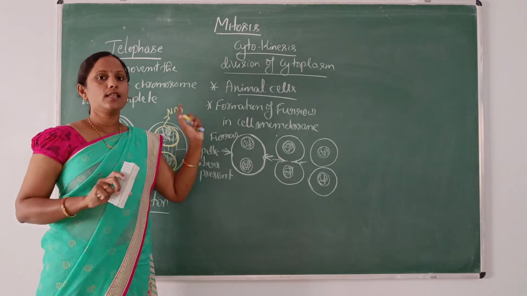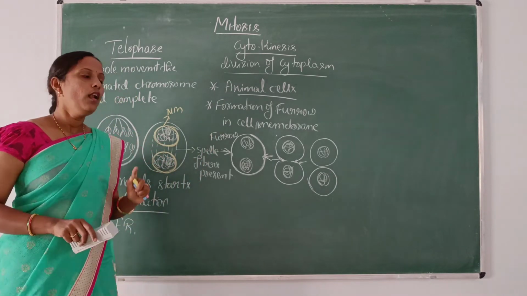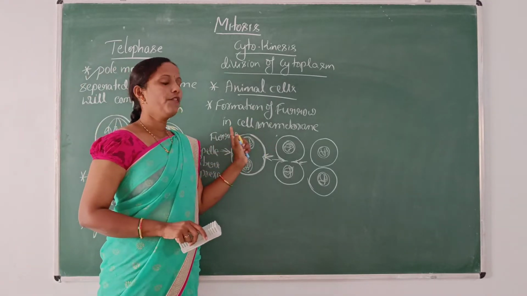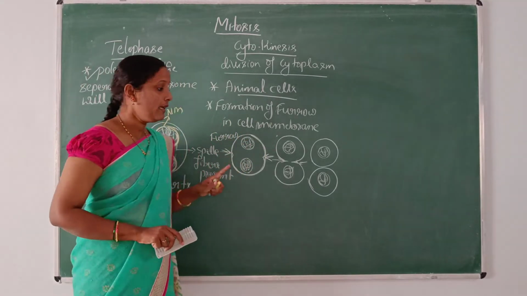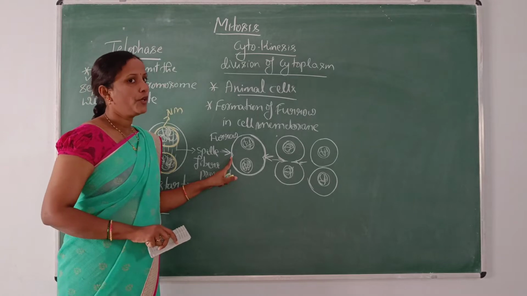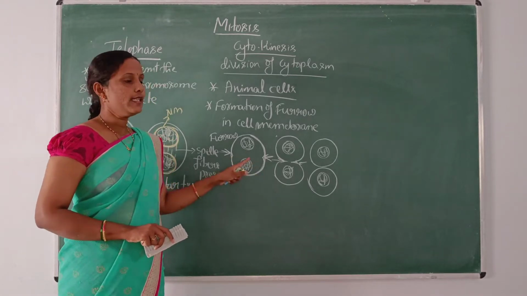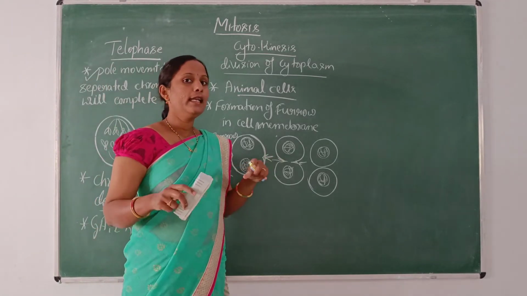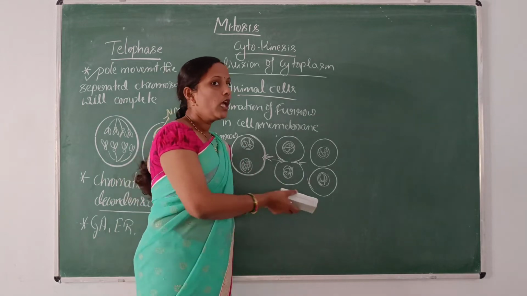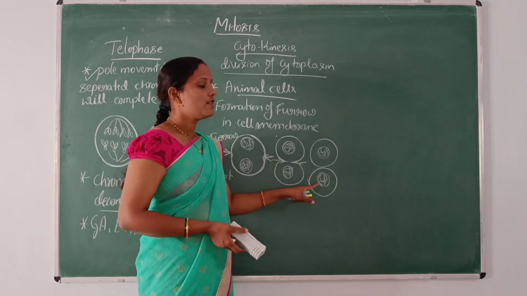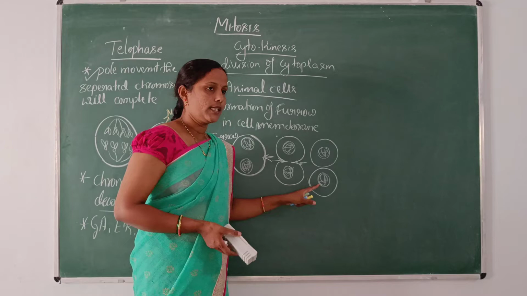In the animal cell, cytokinesis is very simple, by the formation of a furrow in the cell membrane. Initially the furrow will form from both sides, get deeper, and join finally, which results in the formation of two daughter cells.